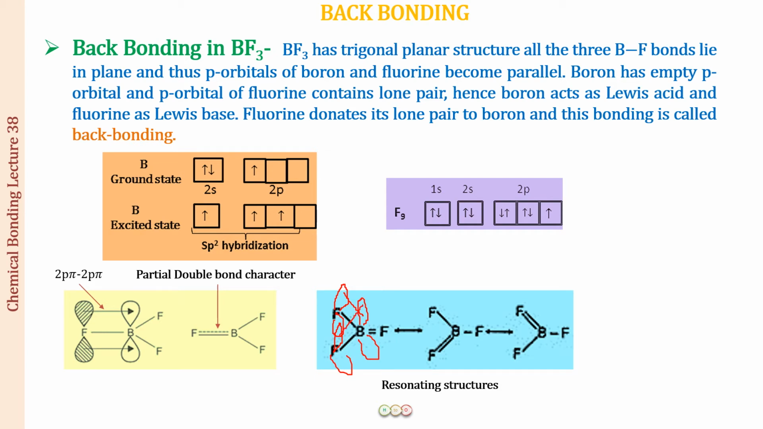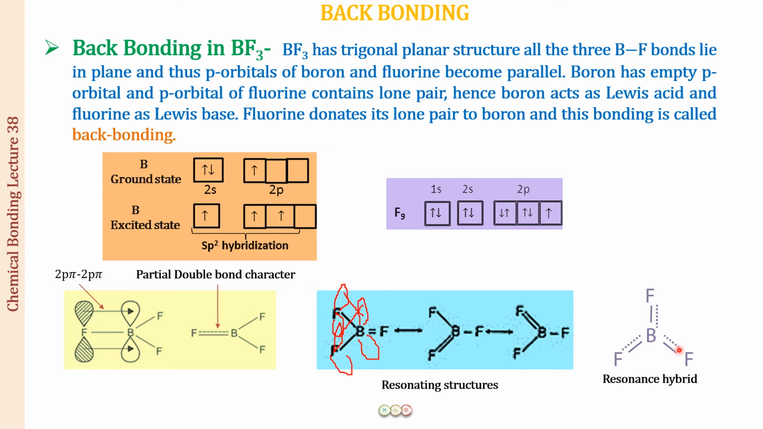So what we will be seeing is we have three resonating structures for the BF3 molecule where back bonding is going to occur. As a result, we have three resonating structures and a resonance hybrid where the pi bond is going to be delocalized over the whole molecule, right? So the molecule as such is going to have a partial double bond character for all the three bonds, right?